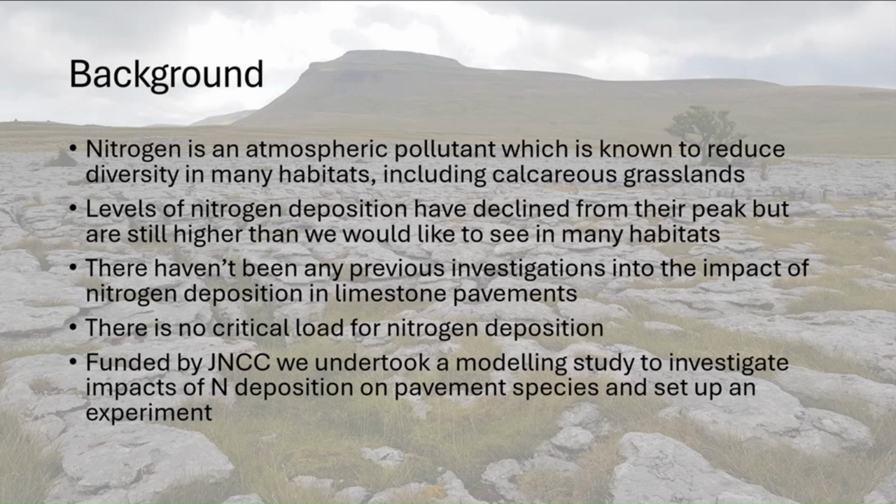We know that across a wide range of habitats, it reduces diversity. We don't know about limestone pavements. The closest we have is calcareous grasslands, but national surveys have revealed negative impacts on the diversity of calcareous grasslands. Levels of nitrogen deposition peaked between the 1970s and 1990s, and they have dropped from that level in the UK, but we still see levels that are higher than we would want to see.